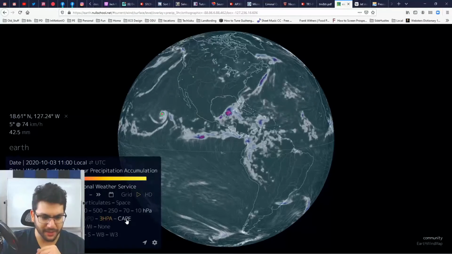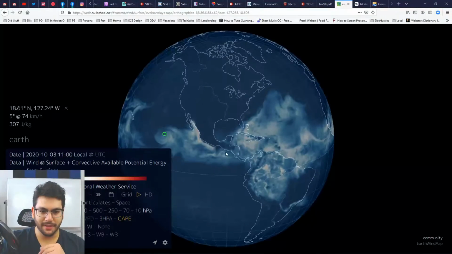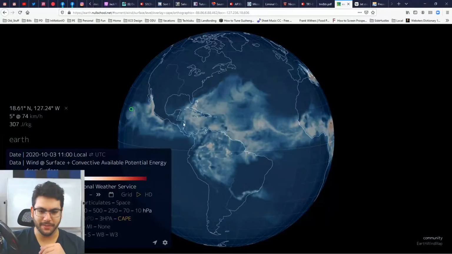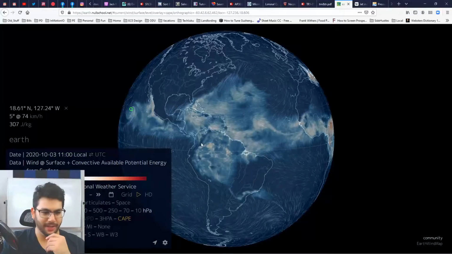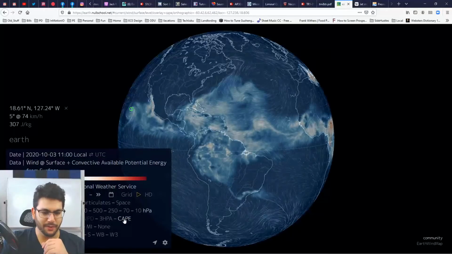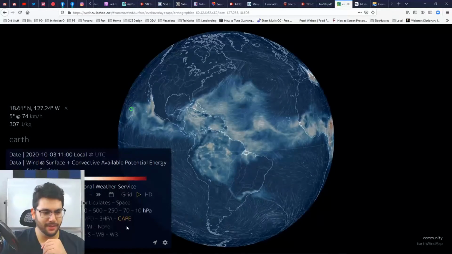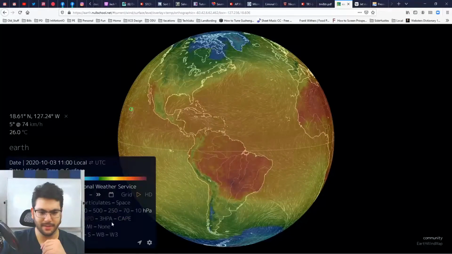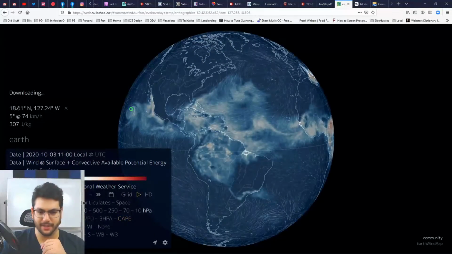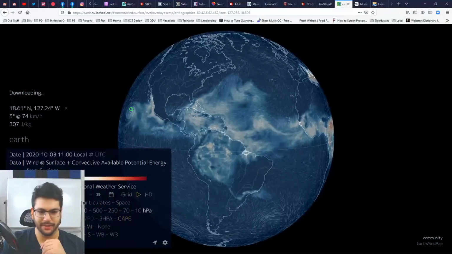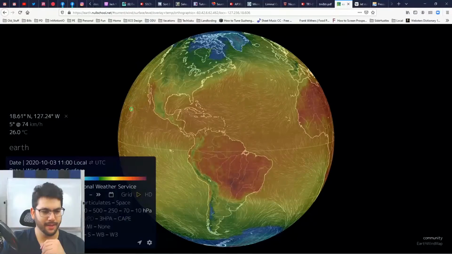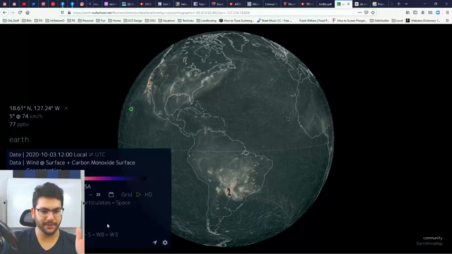Convective available potential energy from surface. Not sure what that is. Convective tells me that it has to do with heat traveling in the air. So probably surface heat to potential energy as rising up, I guess. I mean, when I click here and here, I see some correlation between that. Interesting. The really cool part, though, is the chemicals.